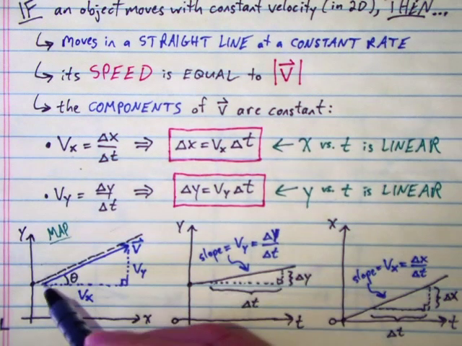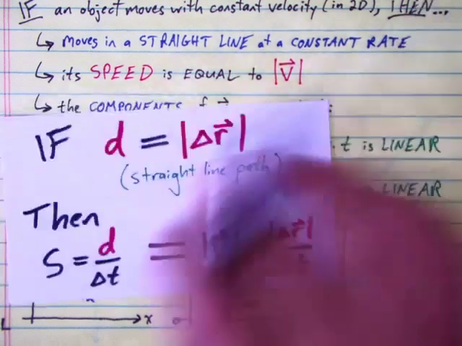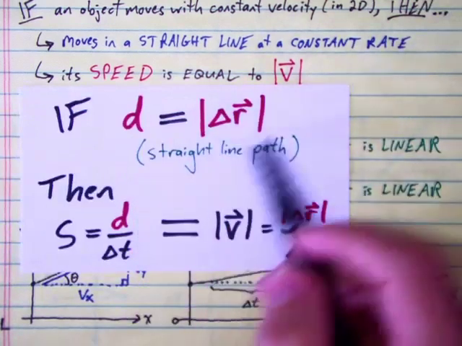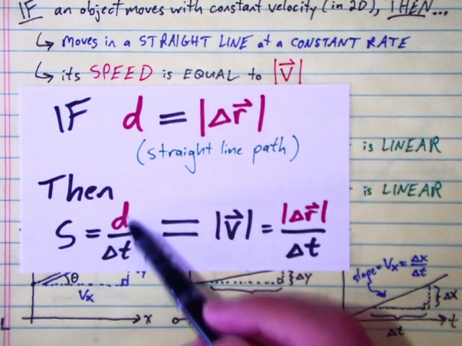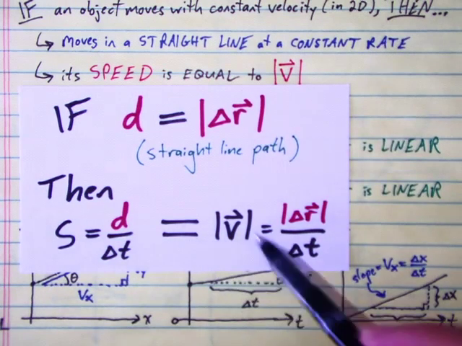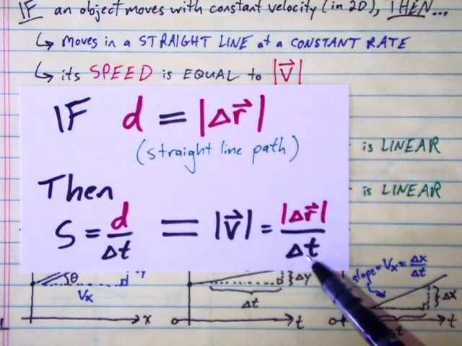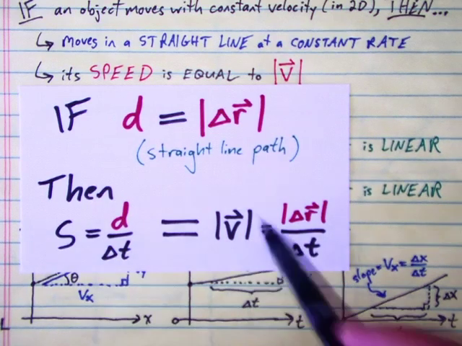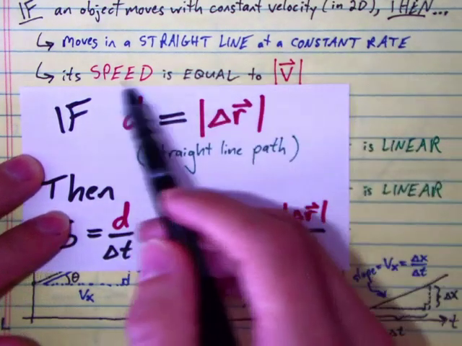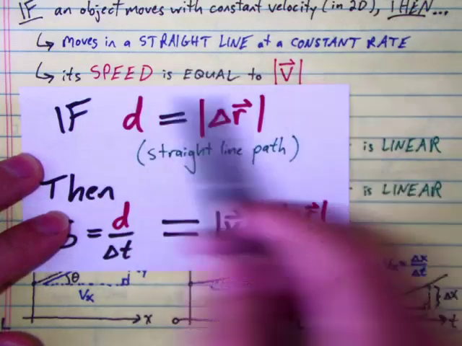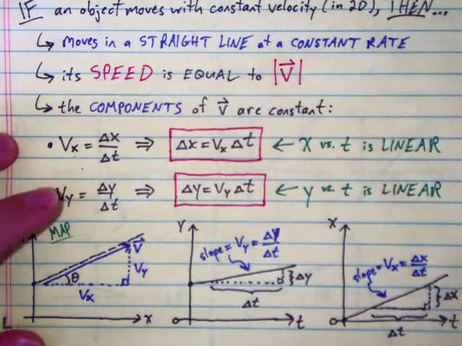Now, if it is moving in a straight line, the distance it's traveling is going to be exactly equal to the magnitude of its displacement for a straight line path. Therefore, its speed, the distance over time, is exactly equal to the magnitude of the velocity, which is the magnitude of the displacement over time. Speed is equal to the magnitude of the velocity in this case. We often think of speed as being the magnitude of the velocity. They're exactly the same thing here, if we're moving at constant velocity.